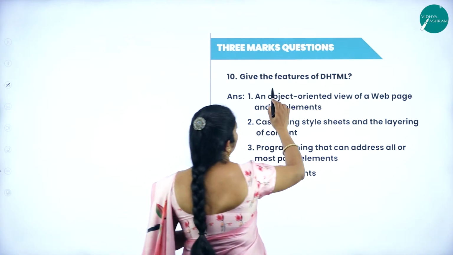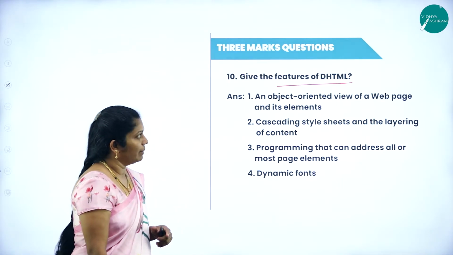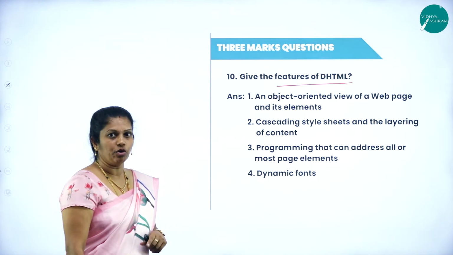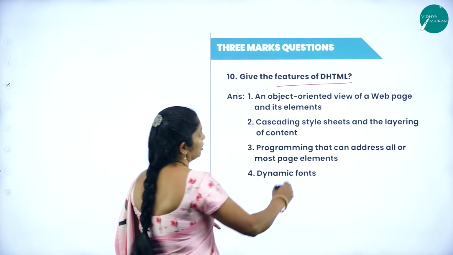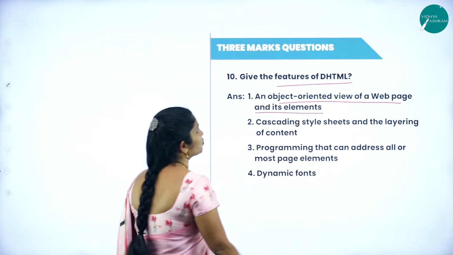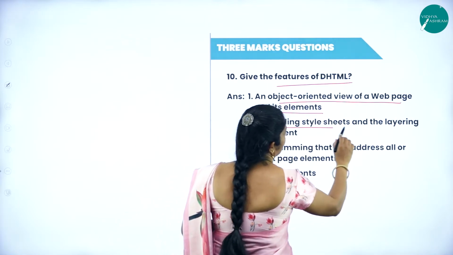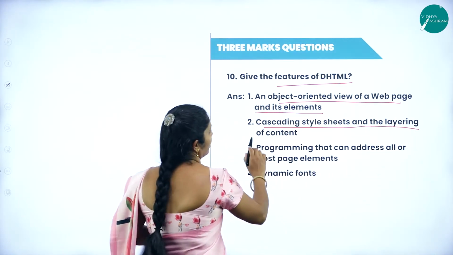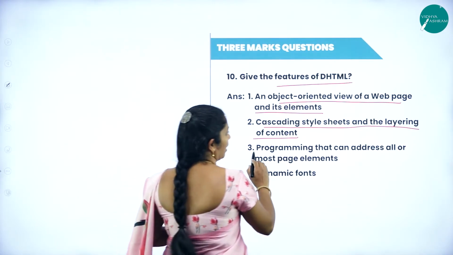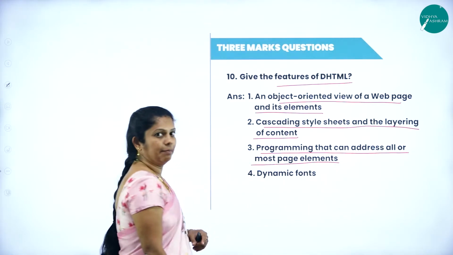Next, give the features of DHTML. DHTML is Dynamic Hypertext Markup Language. When we come to the features of DHTML, an object-oriented view of the web page and its elements is possible here. And cascading style sheets and layering of contents are possible here. With that, programming that can address all or most page elements.